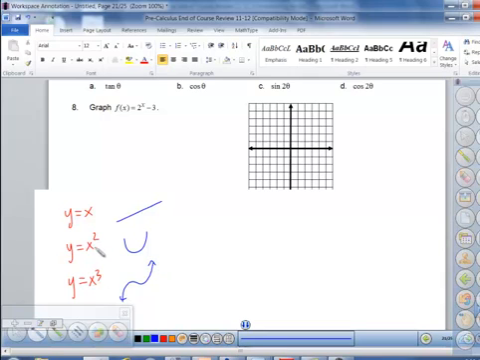Now remember, even ones are going to have the same end behavior, and then odd ones are going to be going in opposite directions. Okay, what about something like this? What is this? Good, that's a circle, right? So that helps us when it goes to graph it. Okay, what about something that looks like this? That's an x.